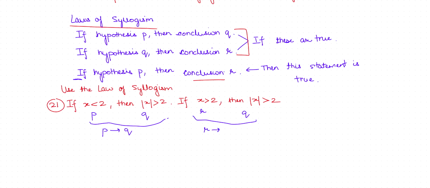So this doesn't match the law of syllogism, because it was PQ, QR. So it is not possible that we use the law of syllogism here, because this is PQ and this is RQ. So this is not possible. The conclusion of the first statement should match the hypothesis of the second statement. Here it doesn't match, so we cannot use the law of syllogism here.